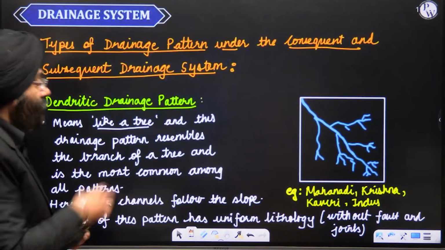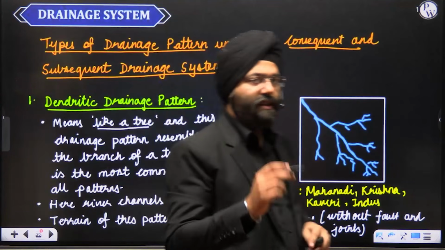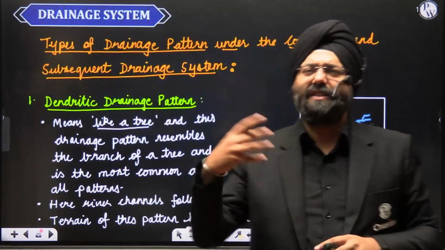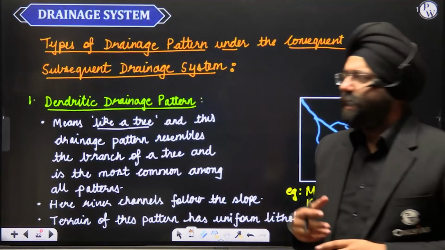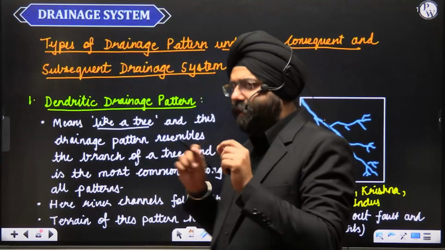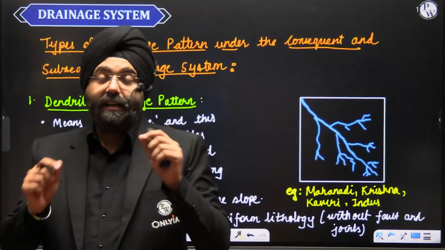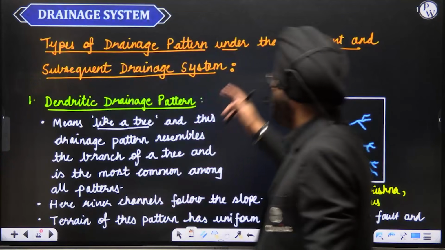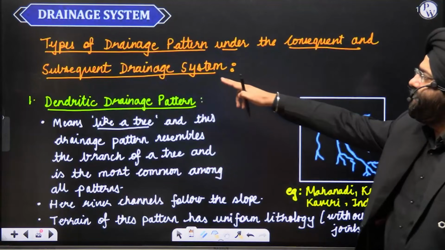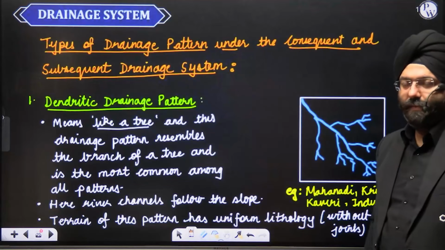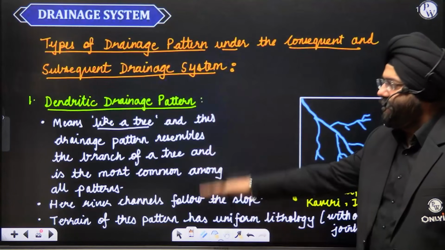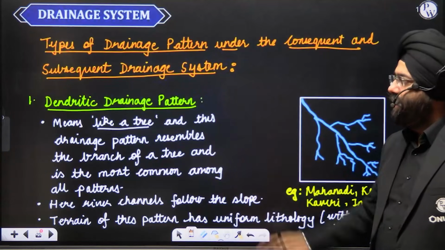Now comes the major thing. The shapes which we basically say, it is trellis, it is rectangular, it is dendritic in nature. All these are basically under a broad category of what? Consequent and subsequent drainage systems, right? Now let us understand what these shapes are.